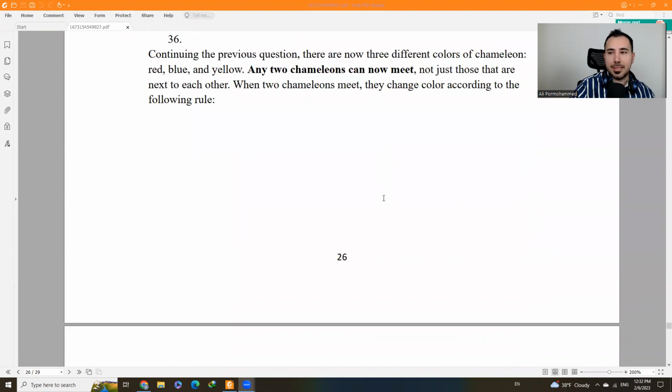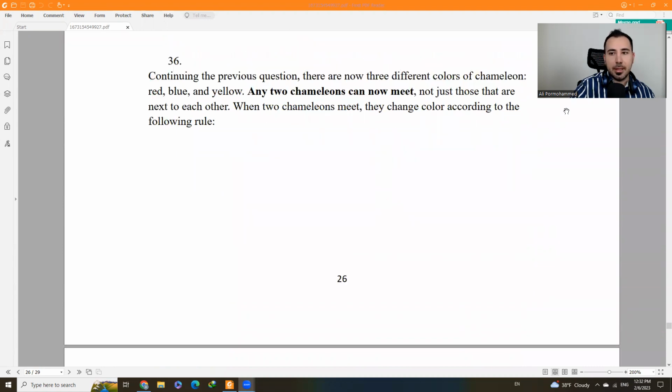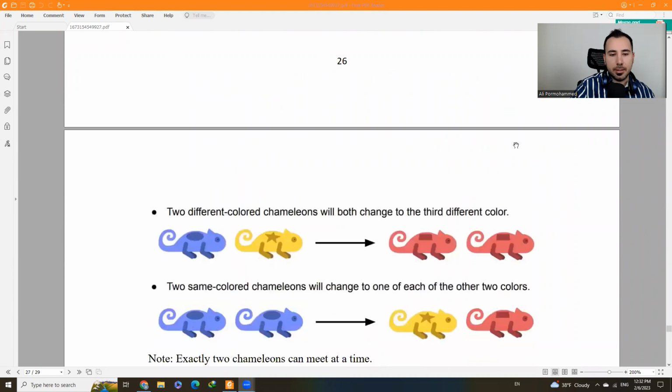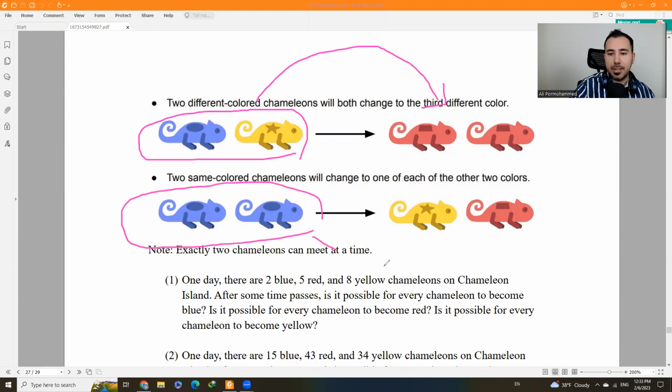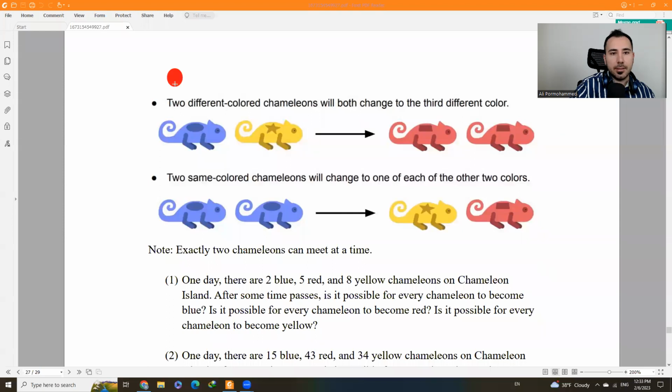So question 36, again, the same thing. Read the question, pause it. Basically, you need to just remember the rules. If we have different colors, they would create 2 of the same color. If I have one red and one yellow, what do they create? You must know this. They will create the color that is not here, that is, blue and blue.